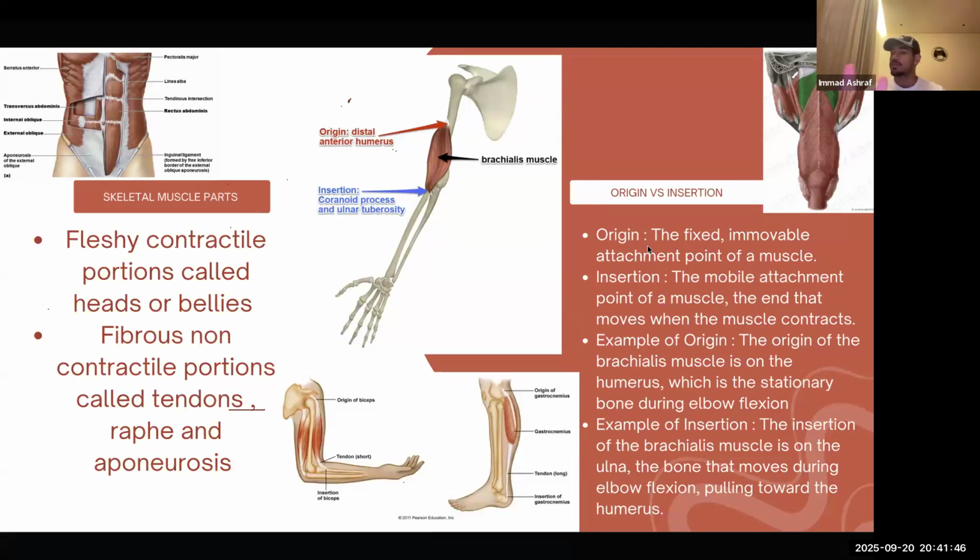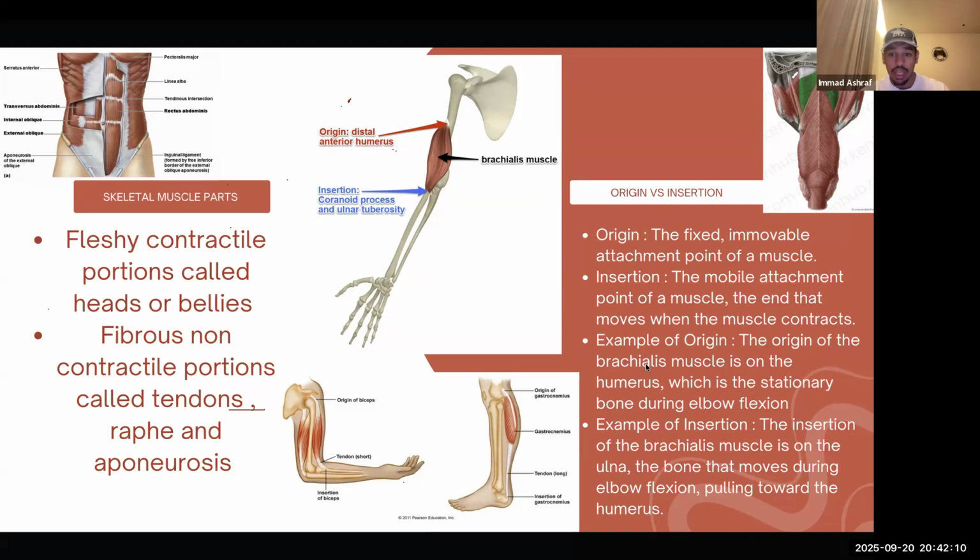So the muscle has two attachment points, right? One where it attaches, and then another one. The part where it attaches and is immovable is called the origin. And the part where it's attached and is movable is called the insertion. So when the muscle contracts and this part moves, this is the insertion because it's movable. And this part is the origin because it's not moving.